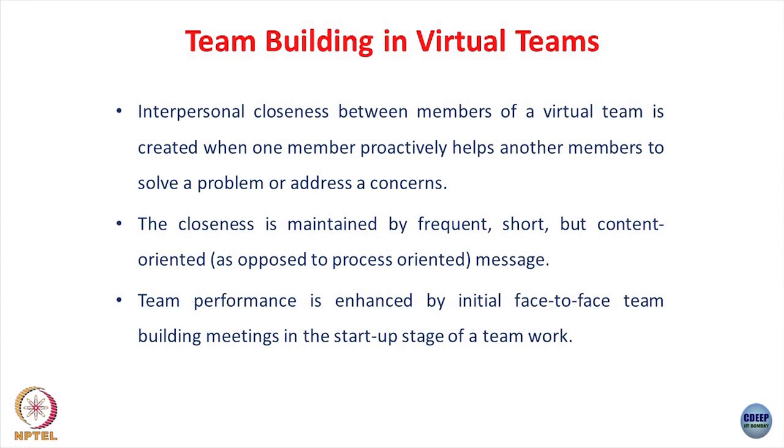Interpersonal closeness between members of a virtual team is created when one member proactively helps another member to solve a problem or address a concern. This is also a research finding. Another research finding suggests that closeness is maintained by frequent, short but content oriented messages, not process oriented messages. When task specific, content oriented messages are exchanged more frequently, that helps the virtual team to be more effective.